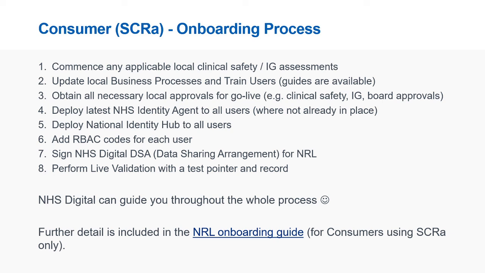Deploy the latest NHS identity agent to all users. We can show you where to download that from. Likewise, deploy the National Identity Hub to all users. Add the RBAC codes for each user for an NRL. These can be provided to you. And sign the NHS DSA, the data sharing arrangement for NRL. Finally, we'll do a quick live validation to check that you're able to see a test pointer and retrieve a record. NHS Digital can guide you through the whole process step by step. There's more detail again on a specific onboarding guide for SCRA users.